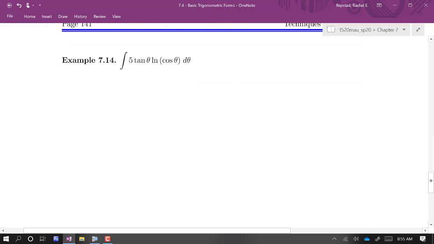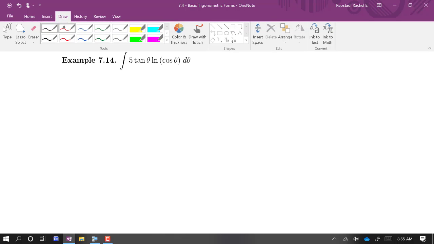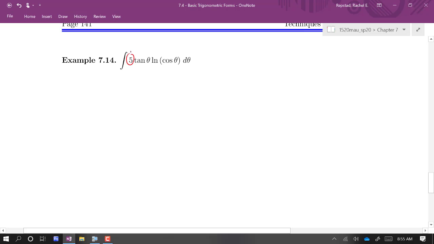Okay, let's try another one. Sometimes it might take a few tries to get the right substitution. We have a lot of choices. We have a tan theta, we have a cosine theta. Cosine theta stuffed inside a ln function. And it probably won't surprise you to learn that the first thing I'm going to do is drag out that factor of 5. I feel like it kind of just crowds things and makes it harder for me to see what I need. So I've got the integral of tan theta times ln of cosine theta d theta.